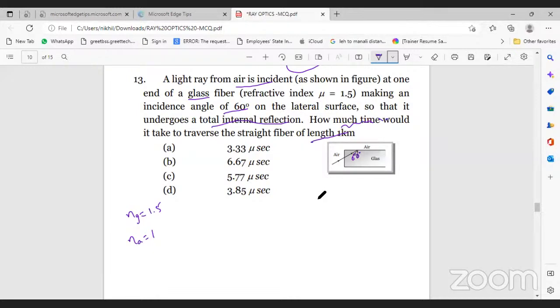What is the formula I had given? The direct formula for the time: mu into x, the refractive index of the glass medium into the distance traveled, divided by what? C, sir. C is the speed of light. This C represents the speed of light. Be careful.